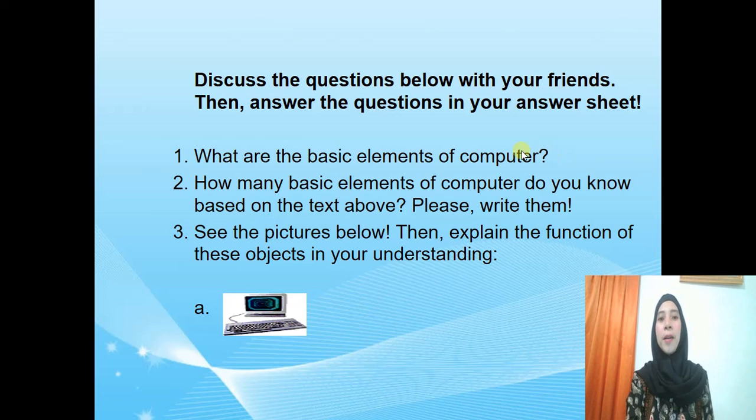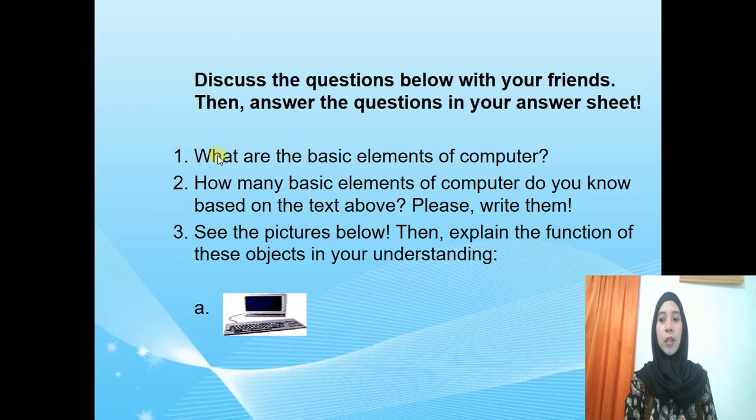Number 1. Just mention what the basic elements of computer are according to you. Well, there are 3 questions that will be answered by yourself in your answer sheet. Question number 1. According to you, what are the basic elements of computer?